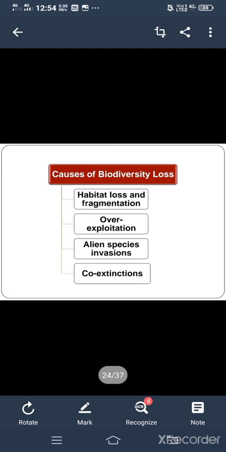This is also an important question usually asked for 1 mark or 5 marks. They will fragment it and ask it for 1 mark, or whole and soul they will ask for 5 marks. So let us go with the topic now. Which are the causes for the biodiversity loss? The basic causes are habitat loss and fragmentation, overexploitation, alien species invasions and co-extinctions. Now let us go with these one by one.